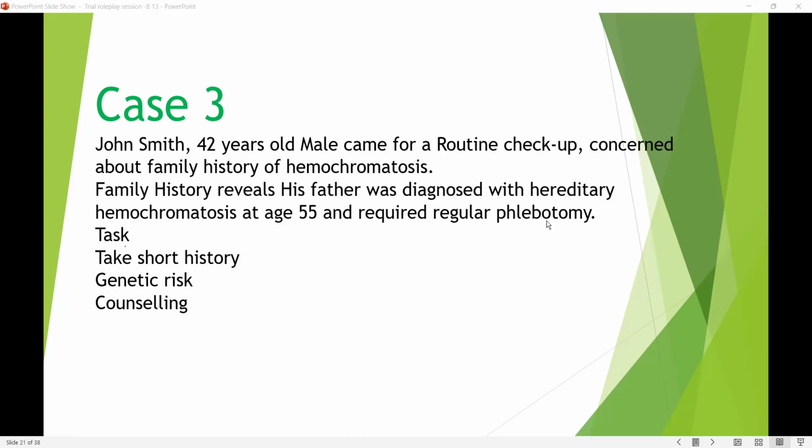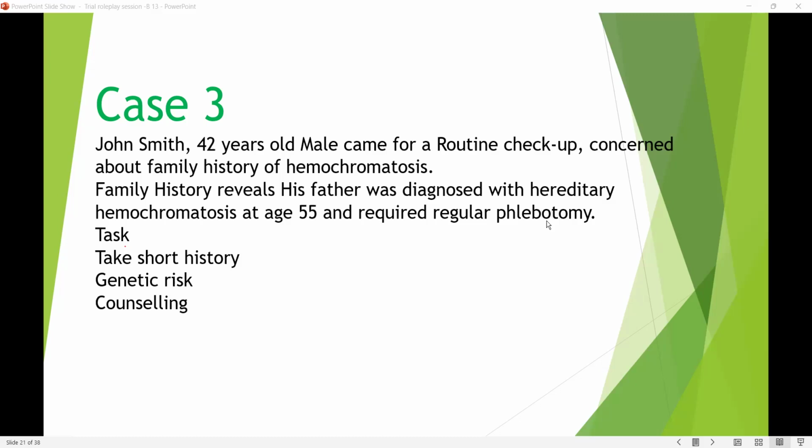Coming to taking a short history, how you took the history was really nice. You asked me about all the features like fatigue, joint pain. That's really nice. You haven't asked me about skin pigmentation, which is very common in this case. And then you asked about alcohol and diet history. That was really nice. Then coming to genetic risk, how you explained it is a bit complicated for a non-medical person, to be honest. So try to be simple.